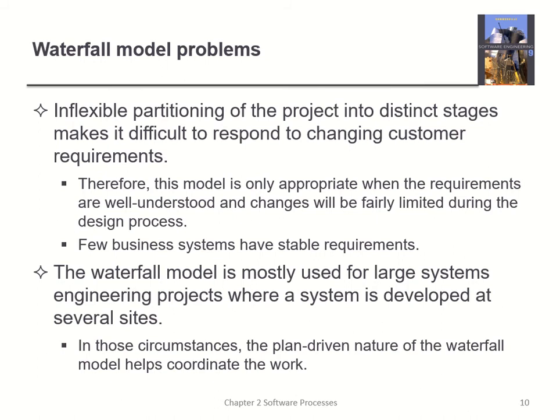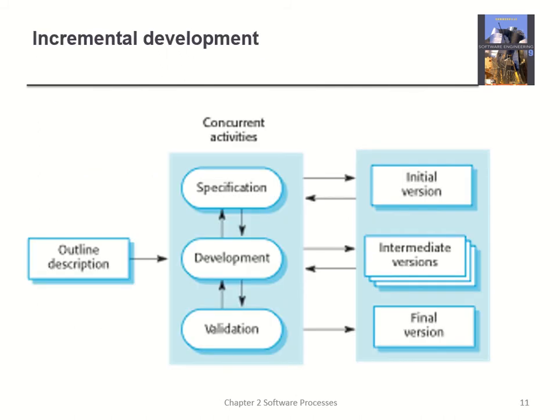So therefore this model is only appropriate when the requirements are well understood and changes will be fairly limited during the design process. Few business systems have stable requirements. This model is mostly used for large system engineering projects where a system is developed at several sites. In those circumstances, the plan-driven nature of the waterfall model helps coordinate the work.